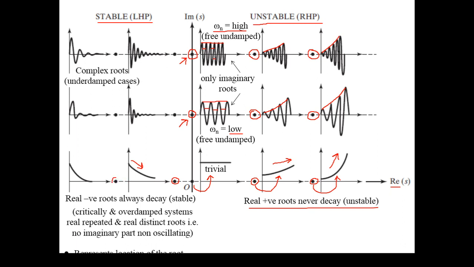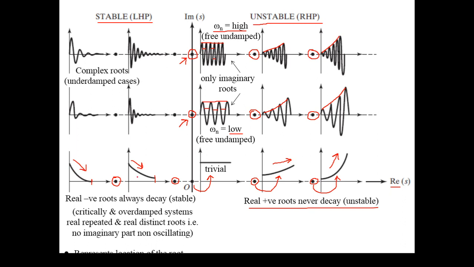If you look at this root, it has a real part only, no complex or imaginary part involved, because it is plotted on the horizontal axis only here. So it has only a real part, but it is much farther away from zero. This means that it is going to decay faster compared to this response.